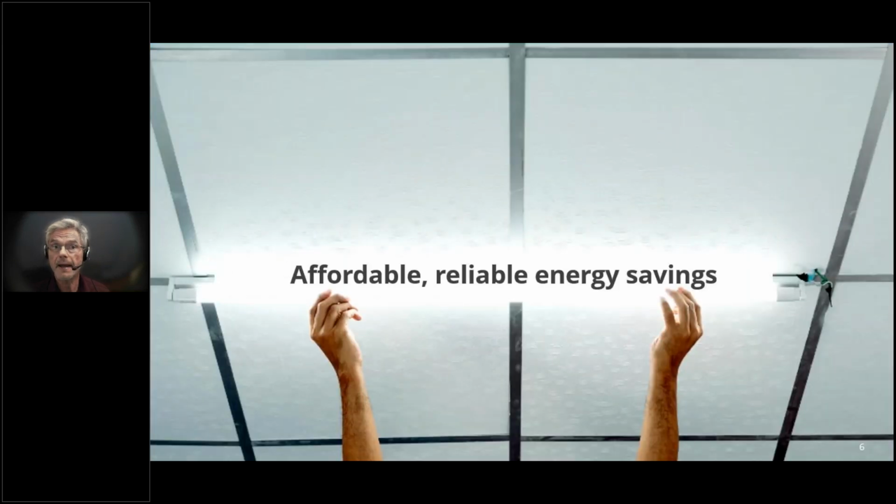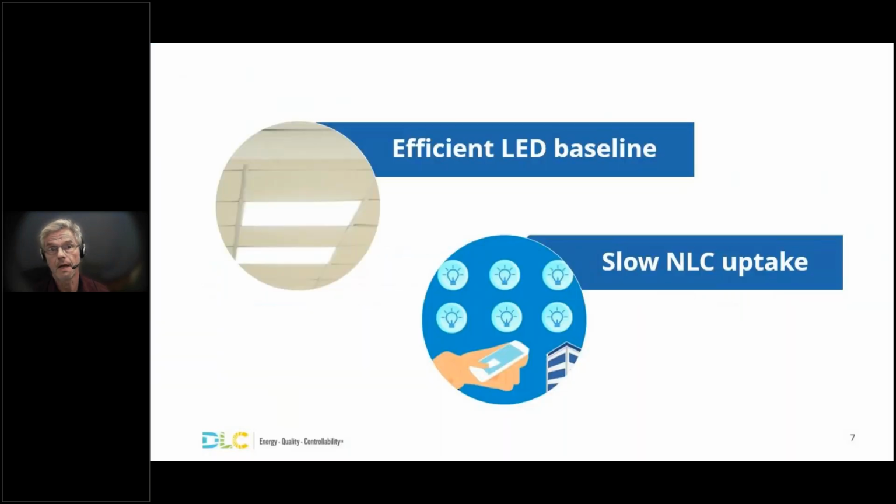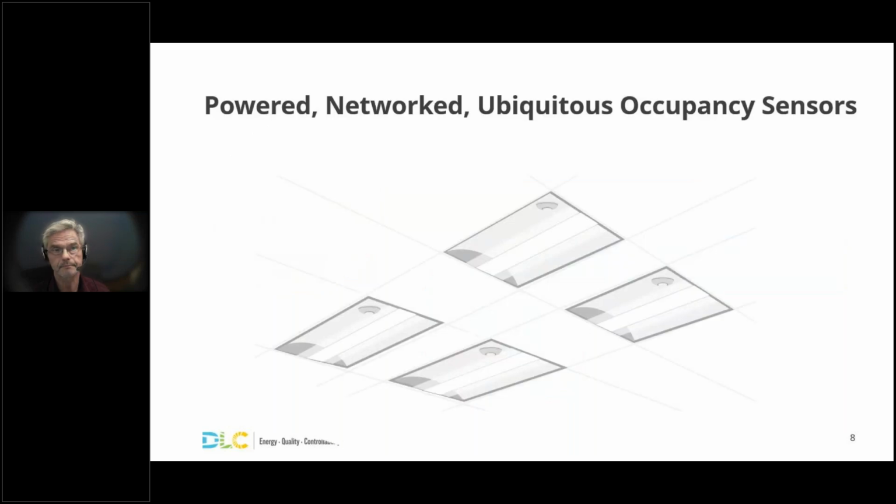For the past decade, LED lighting retrofits in commercial buildings have delivered affordable and reliable energy savings for electric utilities and for building owners. But now, with efficient LEDs already installed in many buildings, new sources of energy savings are needed. Network lighting controls, or NLC, could help, but they often seem expensive compared to the relatively small amount of energy they save when the only load they control is LED lights.